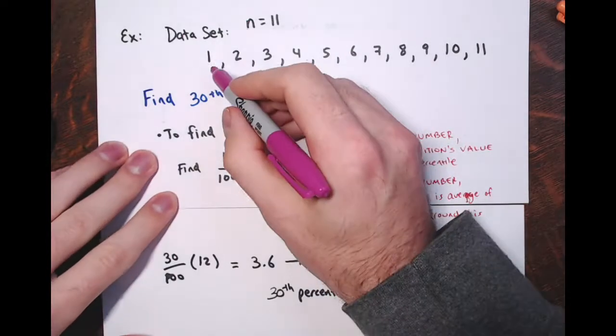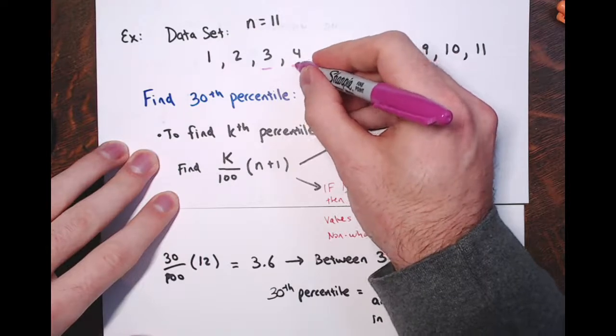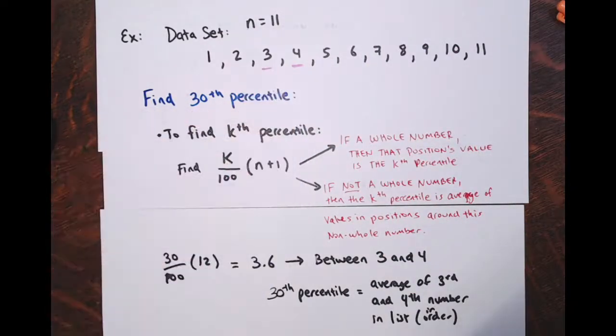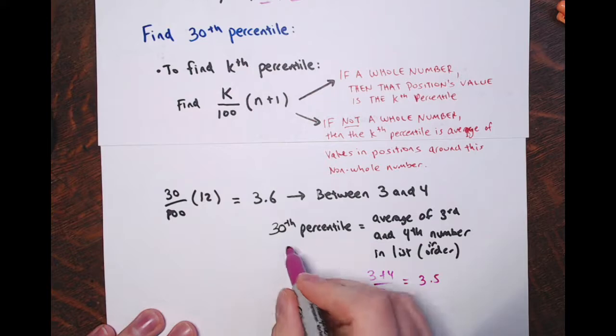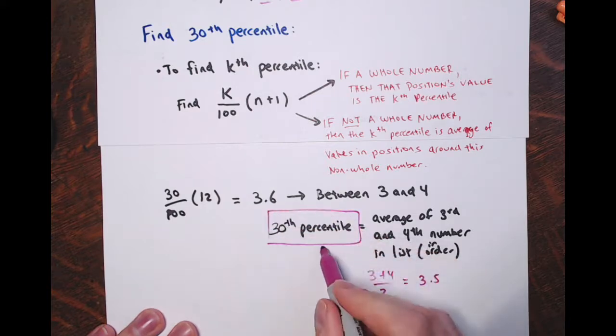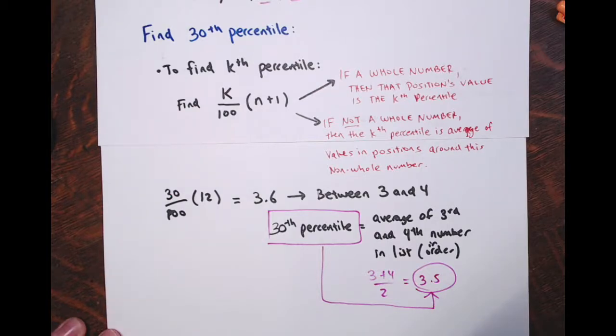So I go, what's the third number? 3. What's the fourth number in order? 4. So what's the average of 3 and 4? 3 plus 4 divided by 2. That's 3.5. So the 30th percentile of this data set, they would say, is the number 3.5. Okay. So that's how you find percentiles, as one example. We'll see more later, because this is actually going to be the last objective.